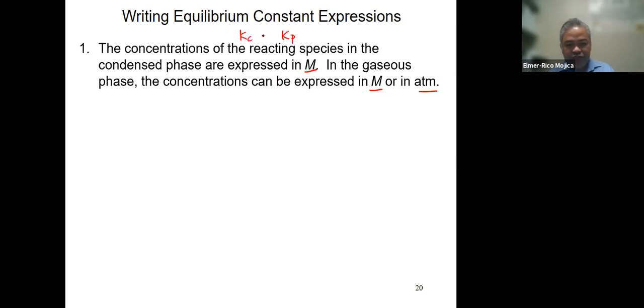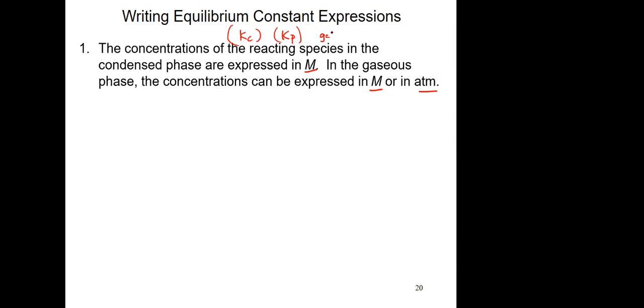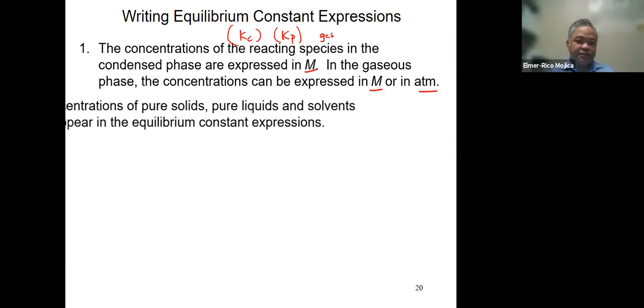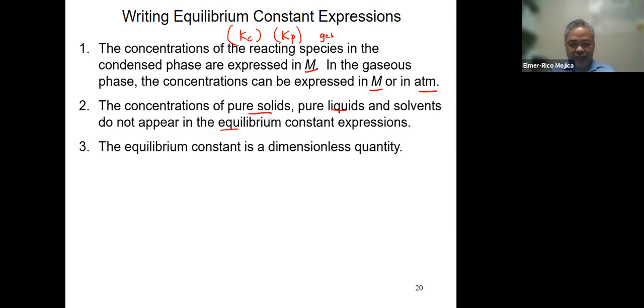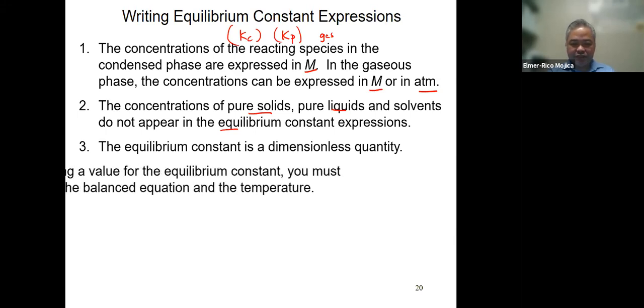And this only happens in what phase? Anyone? In what phase do Kc and Kp exist? Gas phase. Very good. Okay. Now, whenever you have a solid, a liquid, or solvents, they do not appear in the equilibrium constant expression. And the K value is usually unitless. Okay, if you have a K value, it is what we call unitless.